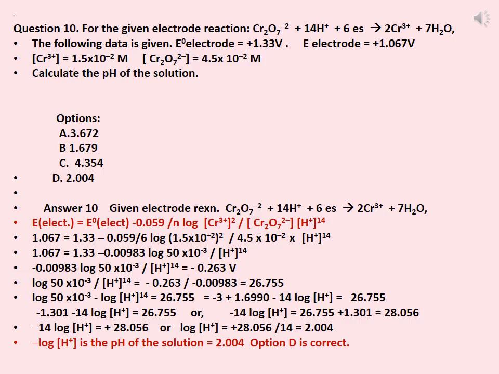We know that negative log to the base 10 of hydrogen ion concentration is the pH of the solution. Therefore, pH is equal to 2.004. Hence, option D is the right answer.